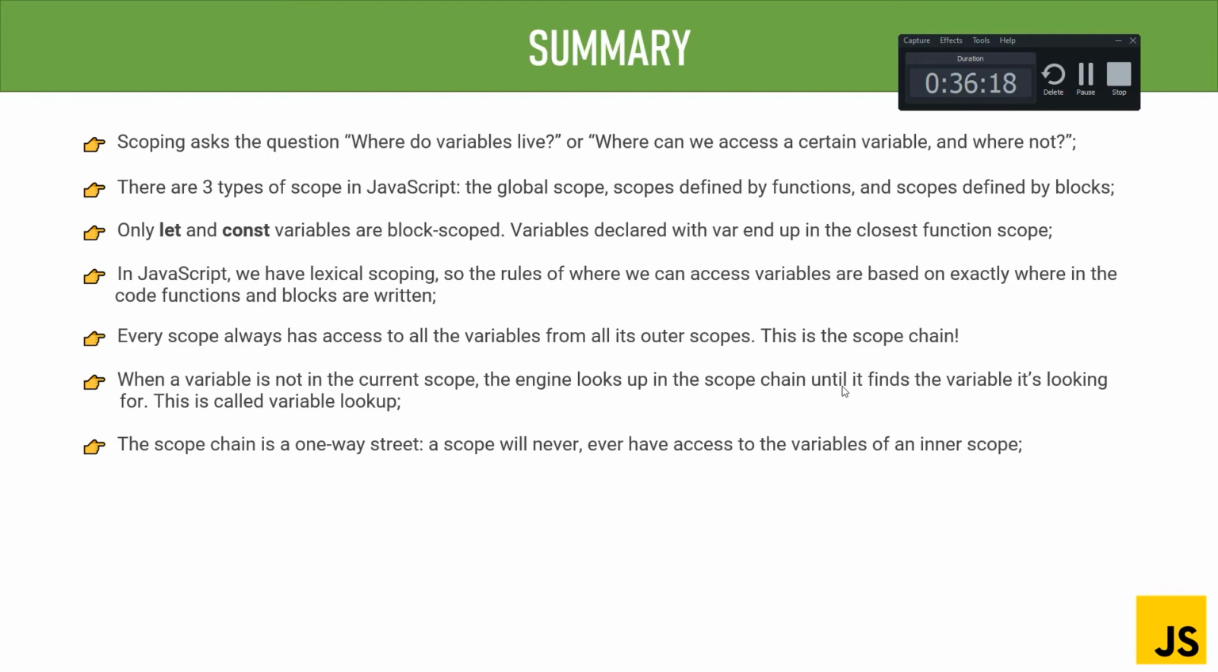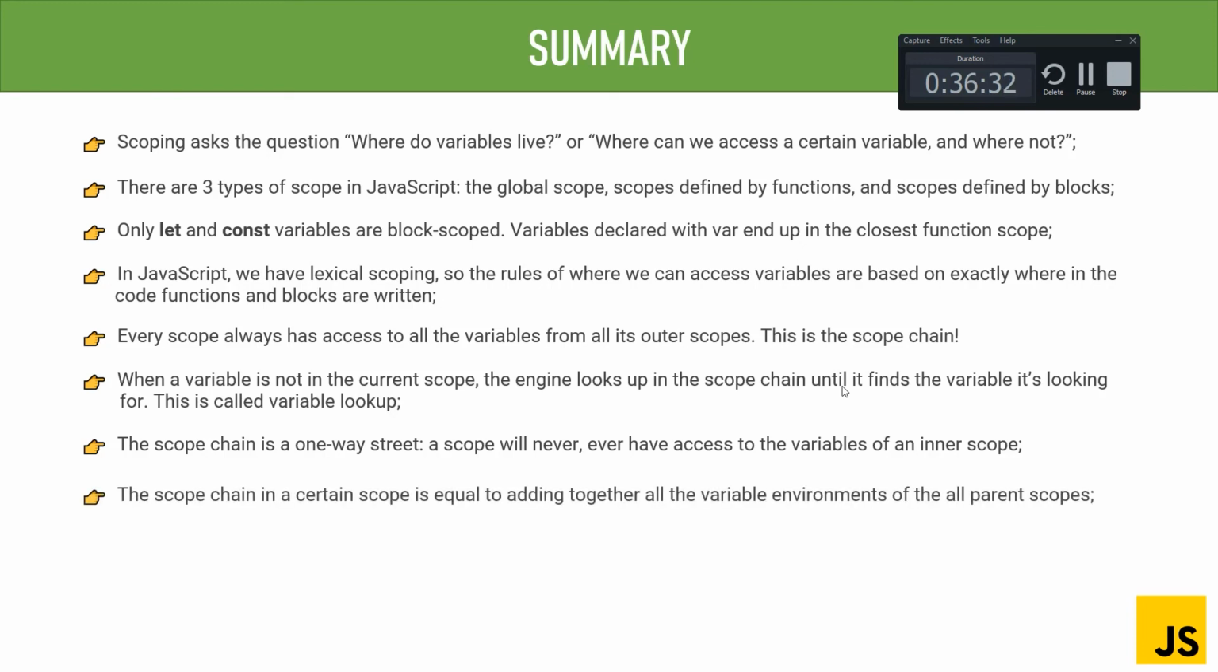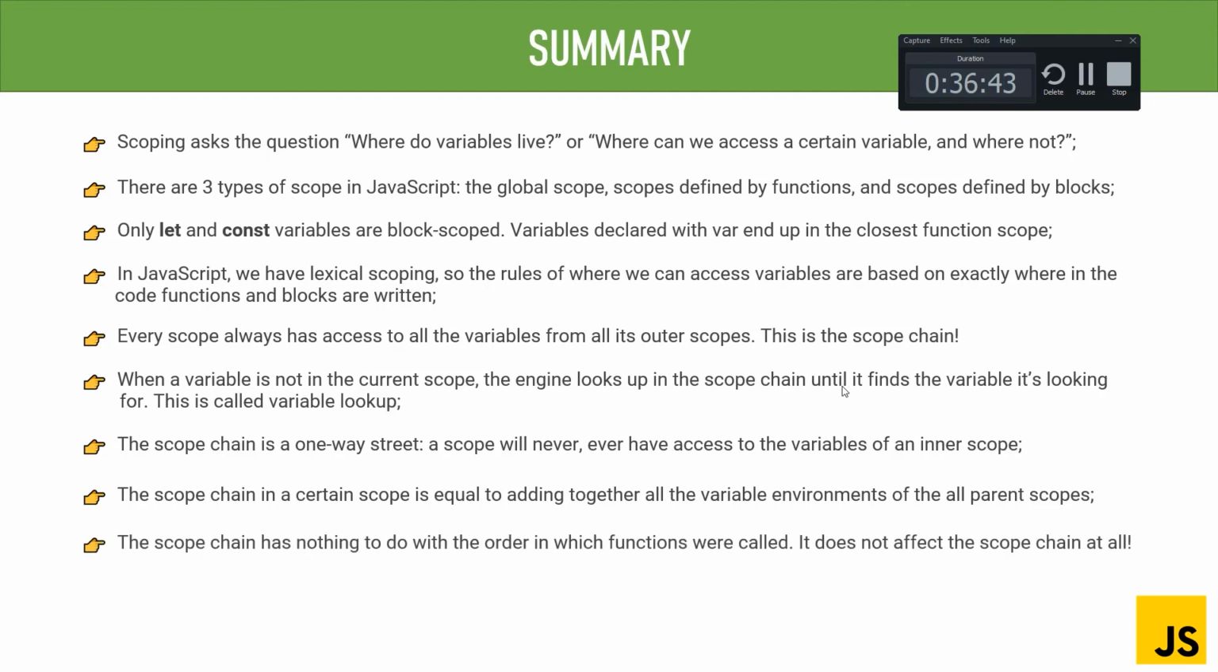So a scope will never ever have access to the variables of inner scopes, only of outer scopes. We can also think of the scope chain of a certain scope as being equal to adding together all the variable environments of all the parent scopes. And finally, we need to keep in mind that the scope chain has nothing to do with the order in which functions were called. So the order of function calls does not affect the scope chain at all. Okay? And now that's actually it. This is in a nutshell scoping in JavaScript.